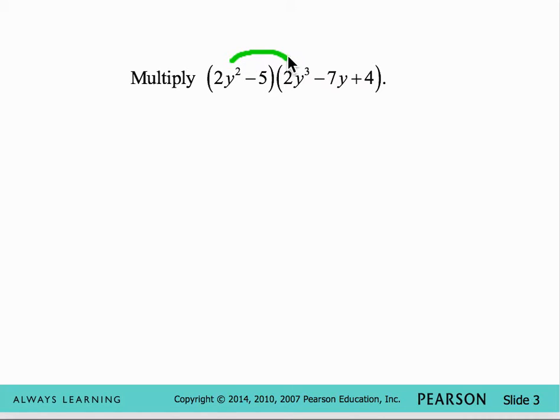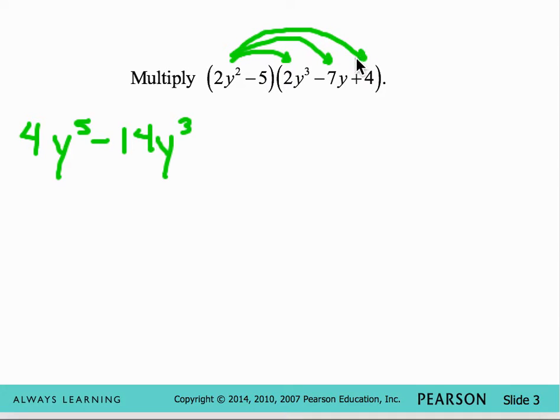So we have 2 times 2 is 4. y squared times y cubed, 2 plus 3 is 5. So that's 5 y's now getting multiplied together. Okay. 2 times negative 7 is negative 14. And a y squared times one more y would be 3 y's being multiplied together. 2y squared times 4. So 2 times 4 is 8 times y squared.